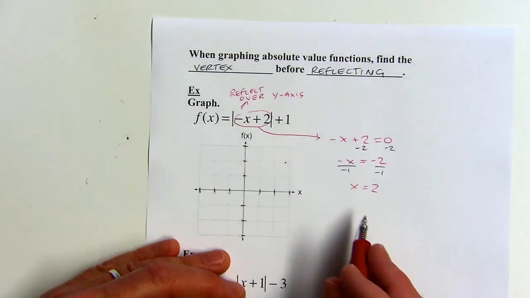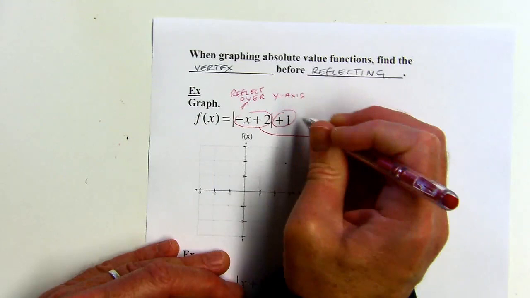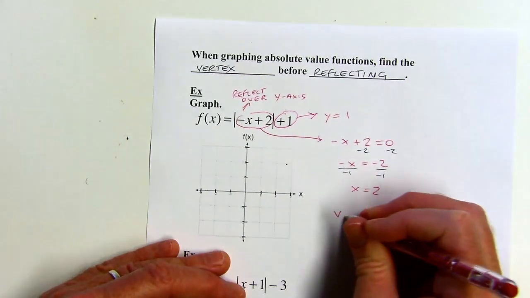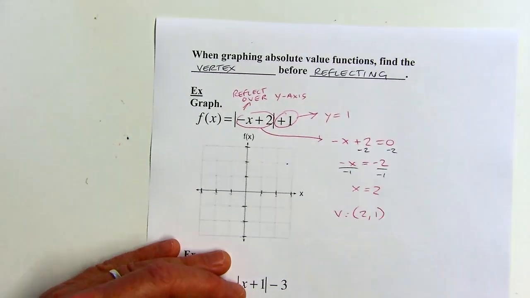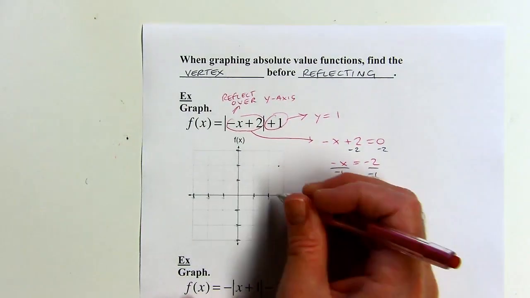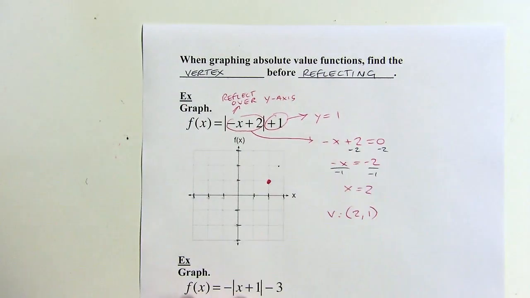So that's the x coordinate of my vertex. My y coordinate is just that number. So my vertex is going to be the point 2, 1. I like to find that first and get that locked into place. So 2, 1 is right here because that's not going to move.